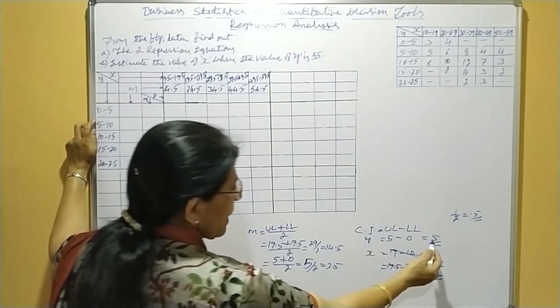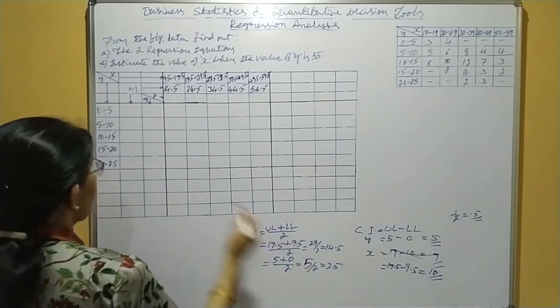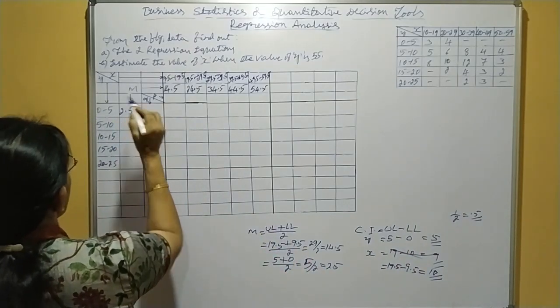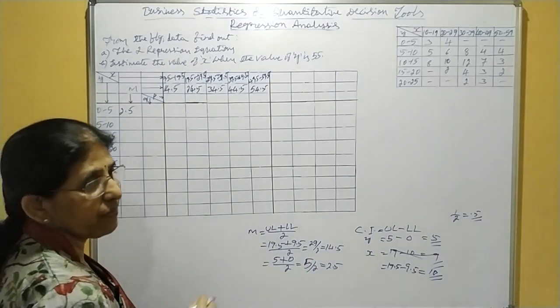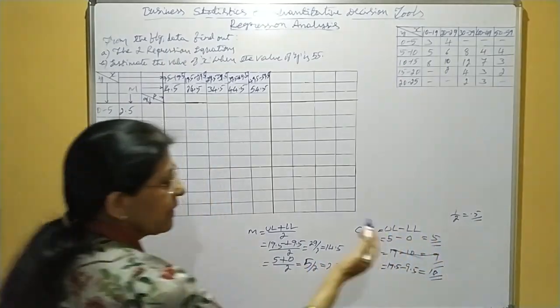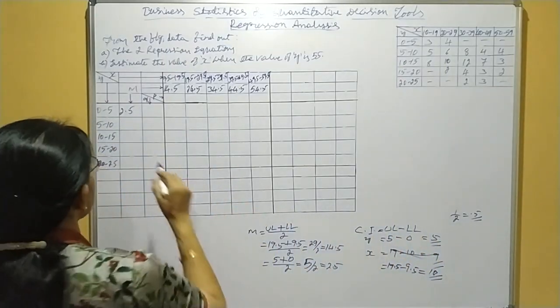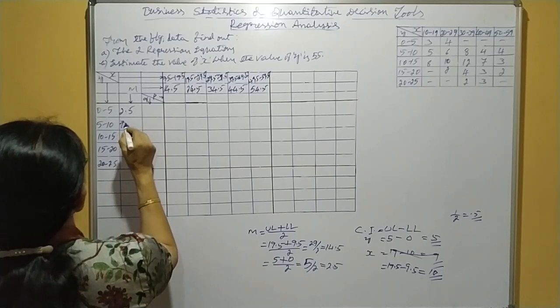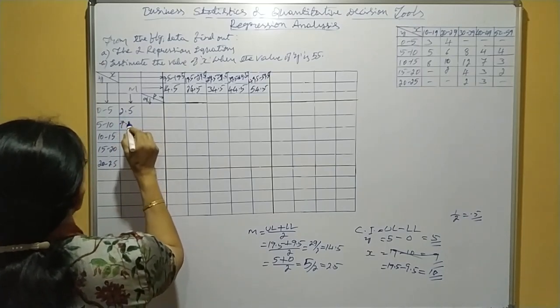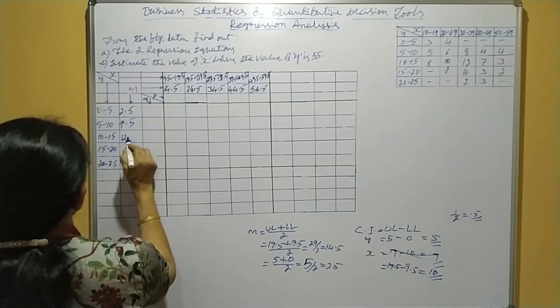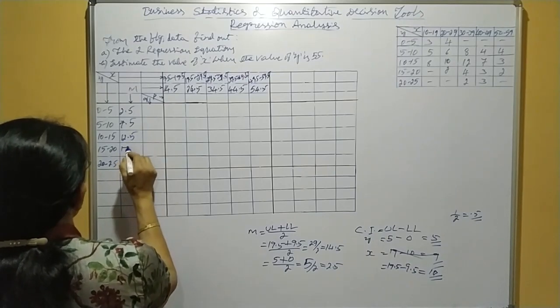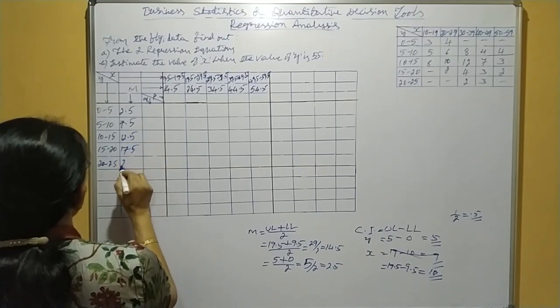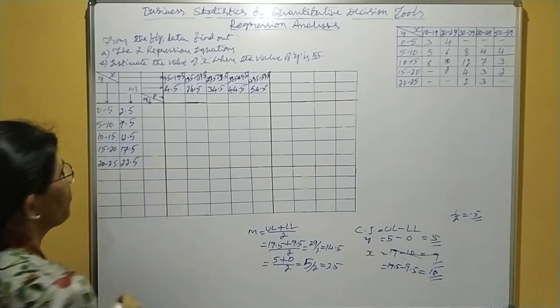Here class interval is how much? 5, isn't it? First class mid value is 2.5. Then class interval is 5. Now go on adding class interval. Now 2.5 plus 5, 7.5 plus 5, 12.5 plus 5, 17.5 plus 5, 22.5.